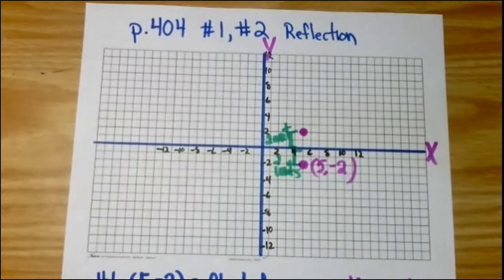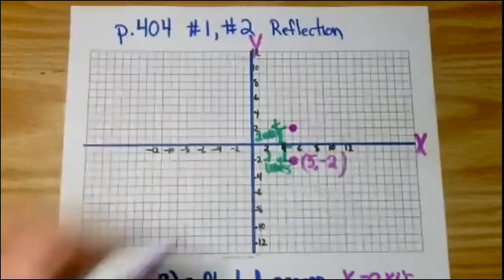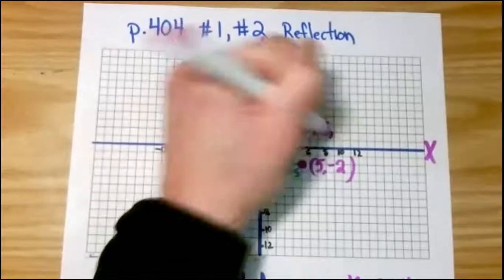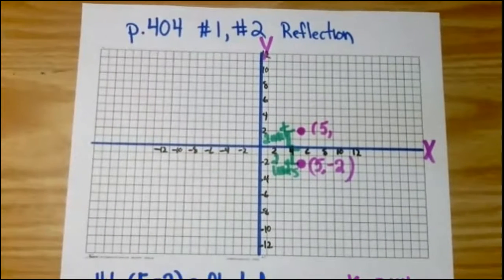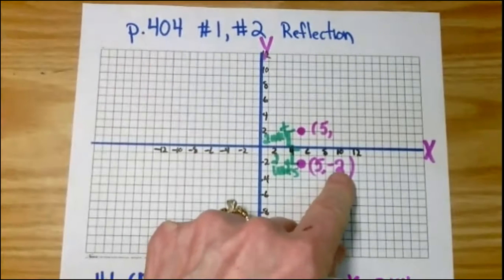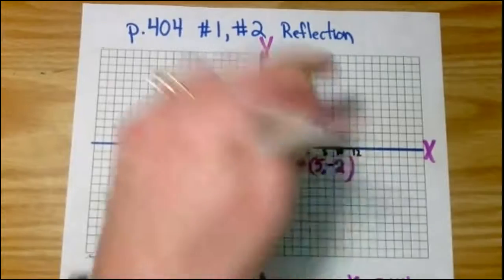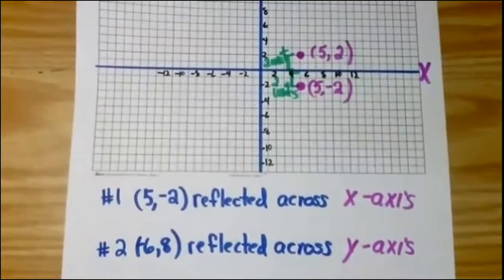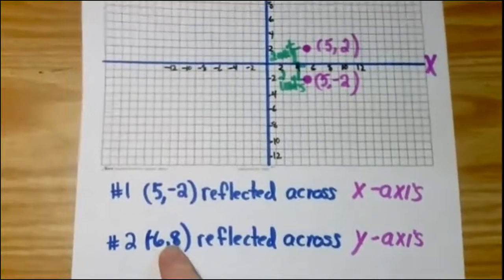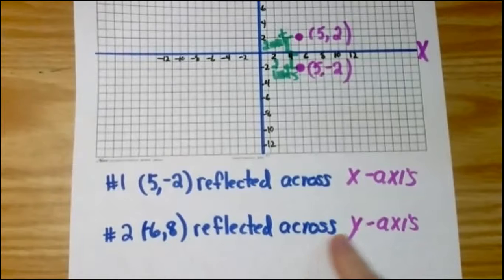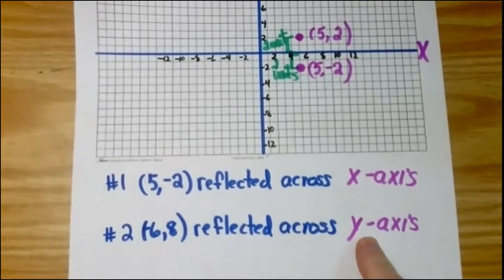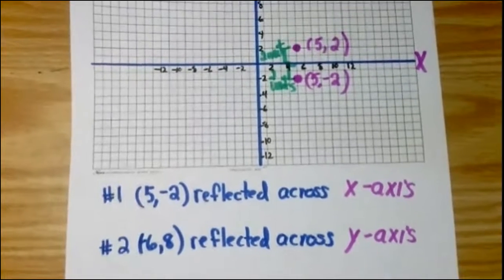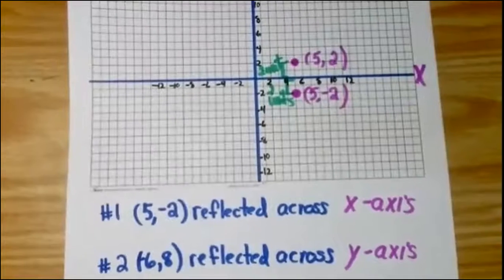What is the new coordinates of that point? The 5 will stay the same. Remember the rule? What changes? Exactly. The sign of the second one changes to +2. Okay, that's number 1. Number 2, we are going to reflect -6, 8 across the y-axis. -6, 8. So let's plot -6, 8.